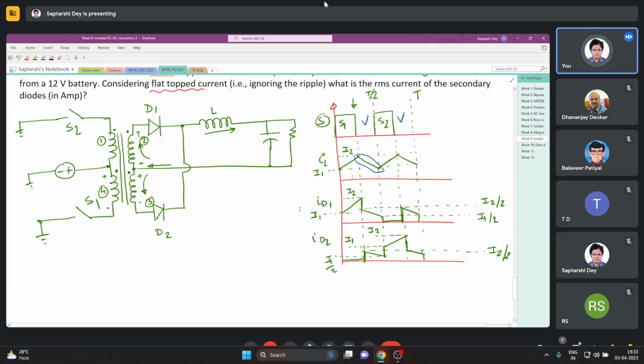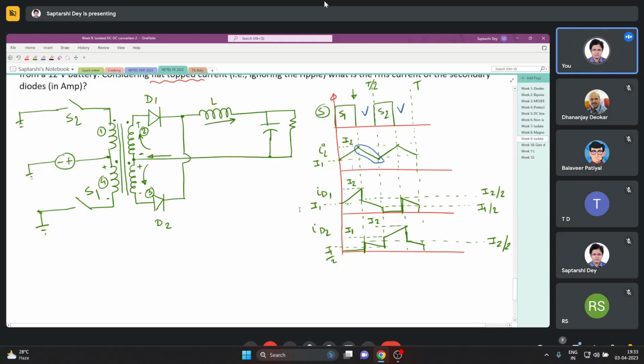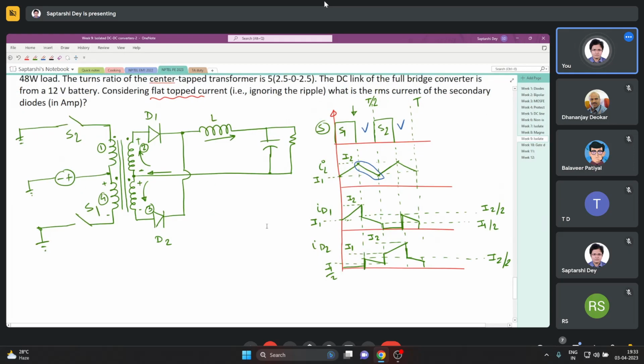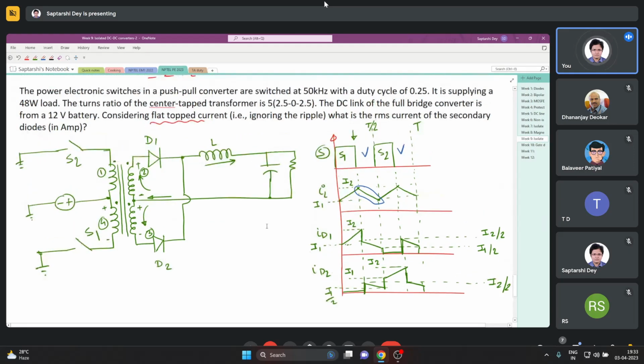That's why I asked you whether you understood this diode current waveform. All right. So in this question, you see they have not mentioned the value of inductance. Everything else they mentioned, but not the value of inductance. And they want us to find out the RMS current of the secondary diode. So unless the inductance value is mentioned, we cannot find out the slopes and all.